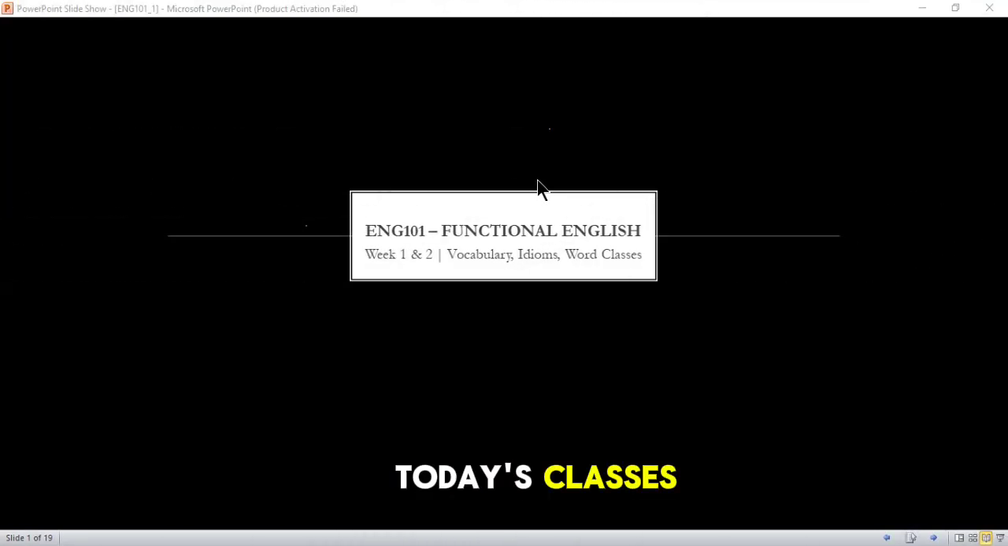Today's class is regarding the functions. We have already discussed in the previous classes about functional English, what functional English is and what the purpose of this is in our class.